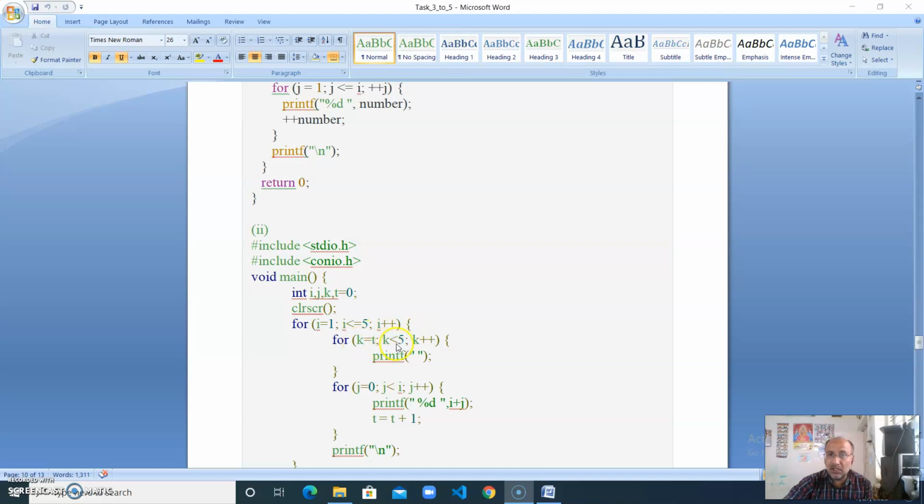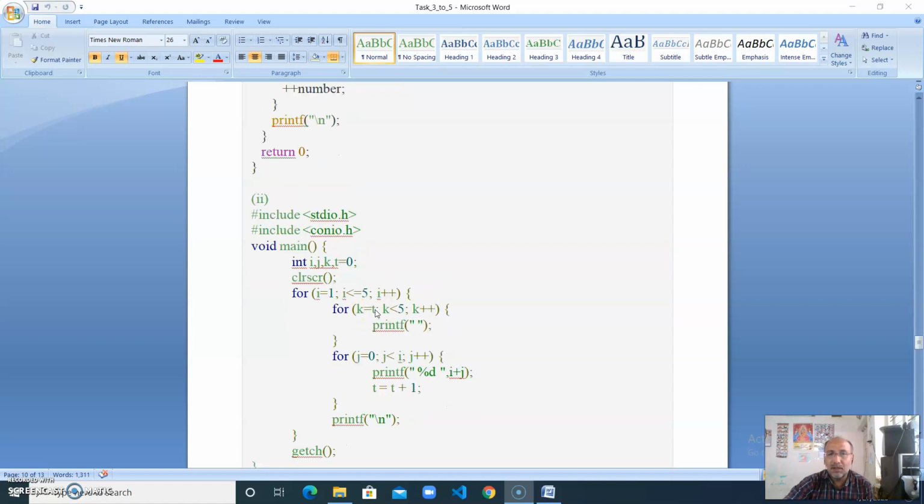Okay. For k equals t, k less than 5, k plus plus, printf space. For j equals 0, this for loop can contain another for loop. Now this for loop has contained one more for loop. That means the outer for loop can contain two inner for loops. Understood? For k equals t, k less than 5, k plus plus, printf space. For j equals 0, j less than i, j plus plus, printf %d, i plus j, t equals t plus 1. Why these two for loops?